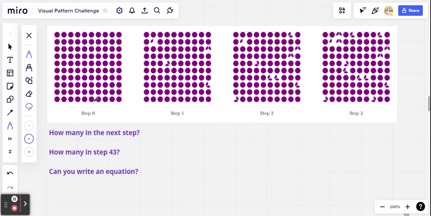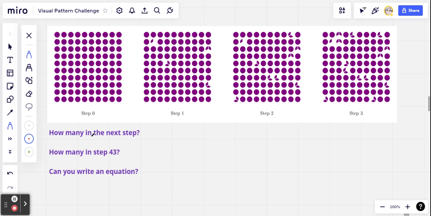Here's our pattern today. We've got step 0 that we're starting with and then steps 1, 2, and 3. Your challenge is to predict how many of these circles are going to be left in step 4. If you can do that, can you predict the number left in step 43? And can you write an equation that could be used to express the number of circles in any step at all? Watch out, we've got fractions here. If you choose to accept the challenge, pause the video and see what you can do.